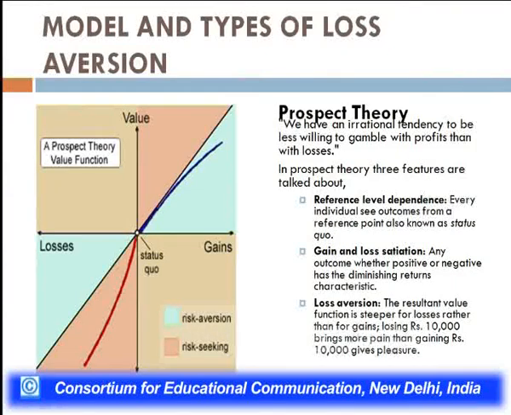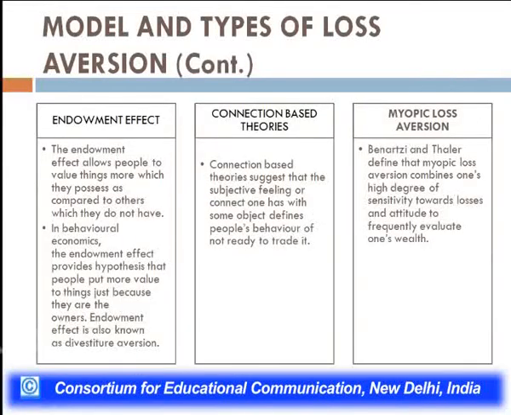It depends on three features. Reference level dependence: every individual sees outcomes from a reference point, also known as the status quo. Gain and loss satiation: any outcome, whether positive or negative, has diminishing return characteristics. The resultant value function is steeper for losses than for gains. Losing rupees 10,000 brings more pain than gaining rupees 10,000 gives pleasure.